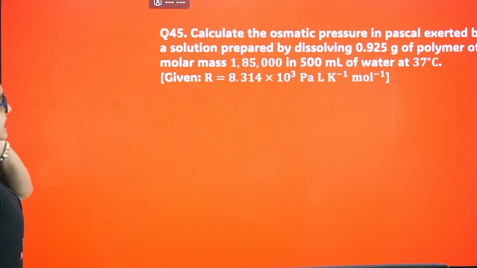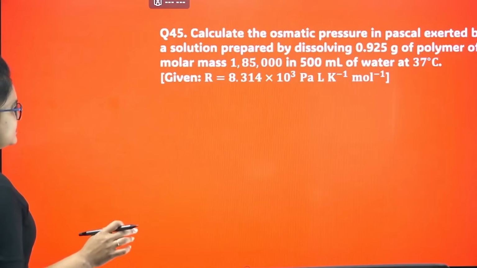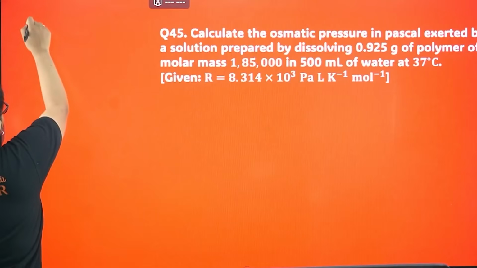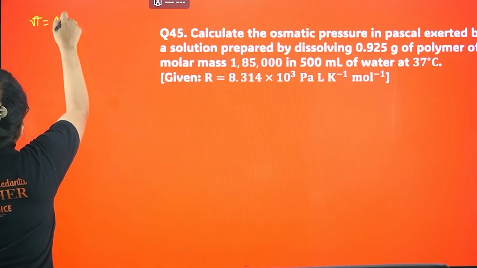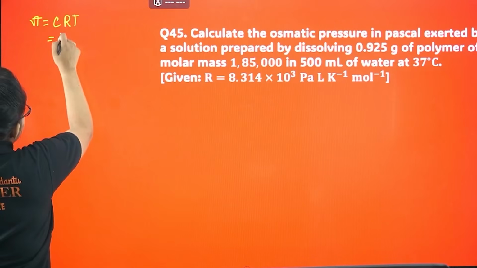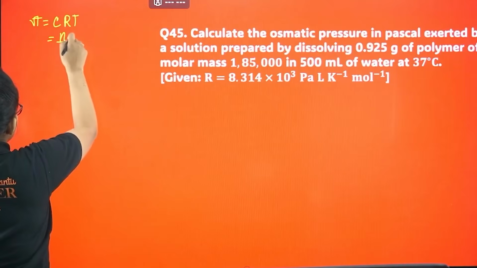Let's proceed further. Calculate the osmotic pressure in Pascal exerted by a solution prepared by dissolving 0.925 gram of polymer of molar mass 185000 in 500 ml of water at 37 degrees Celsius. Okay, fine. Here at first, pi equals CRT. Osmotic pressure you have to find out, so I need this formula. C I can write in the form of n by V, so n by V into RT.